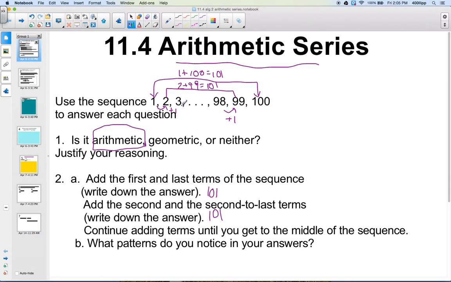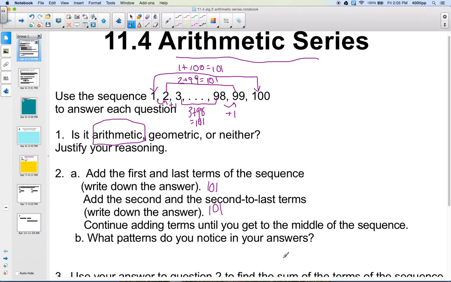Let's do the next one. We'll add 3 plus 98. 3 plus 98, that is 101. So we should start to see a pattern here, and we should notice that every time we're getting 101. So what we want to notice is that when we keep adding the numbers all the way till we get to the middle, which would be 50 plus 51, we'd get 101.